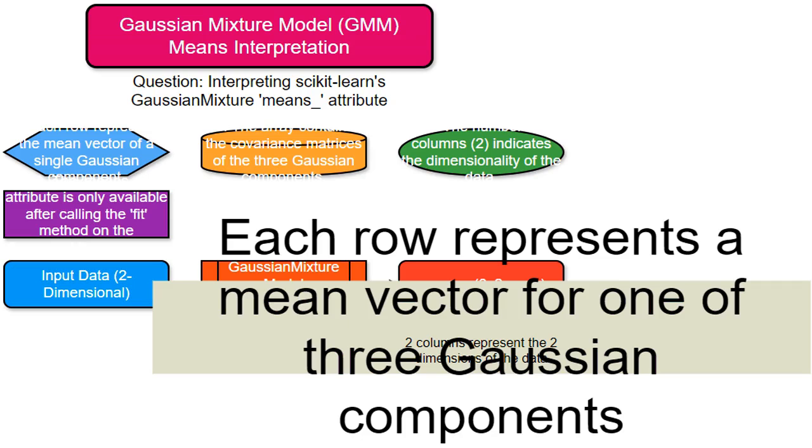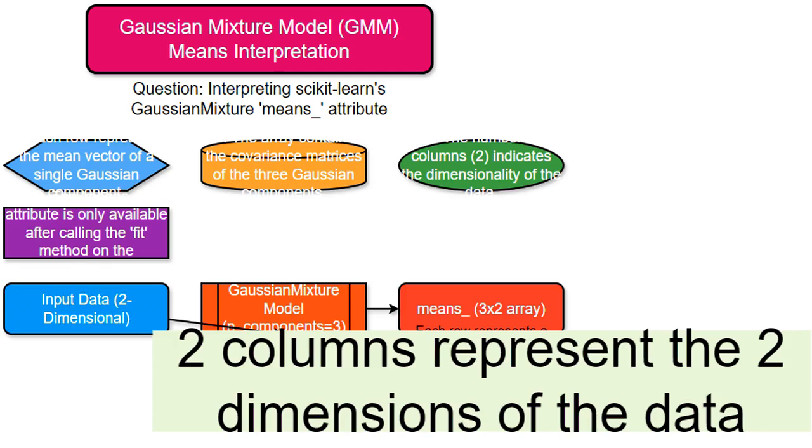Each row gives you the average values of the 2 characteristics for one of the 3 groups. This ties directly to the 3, 2 shape. The 3 is the number of groups and the 2 is the number of characteristics measured for each data point within those groups. This explains what the 2 columns in the 3x2 array represent.